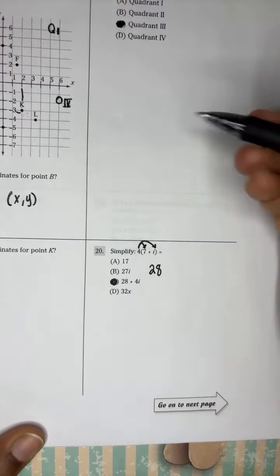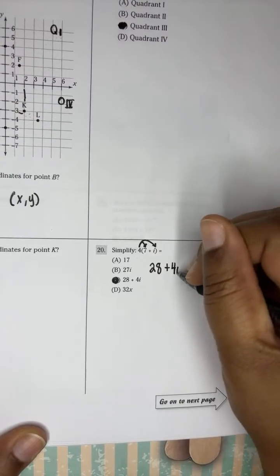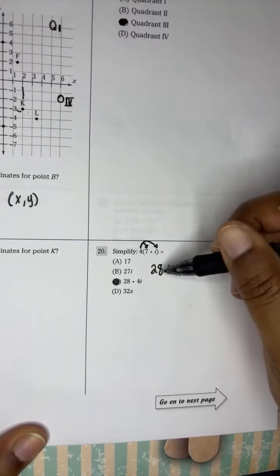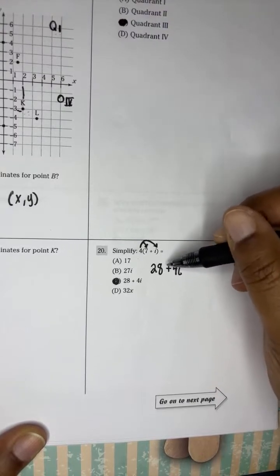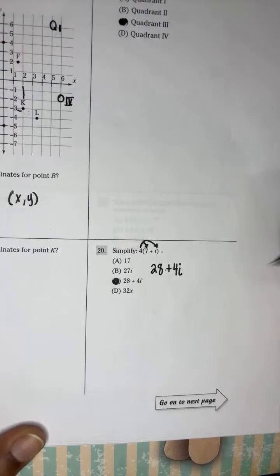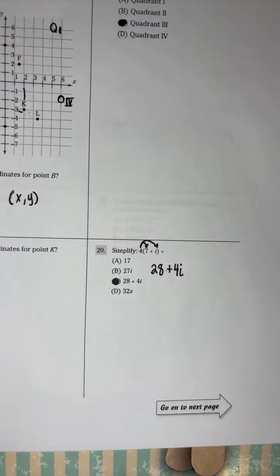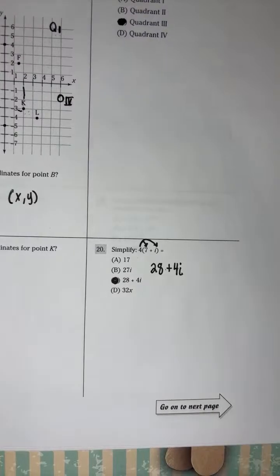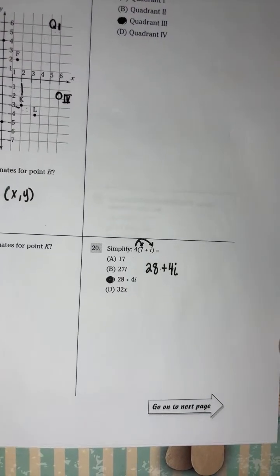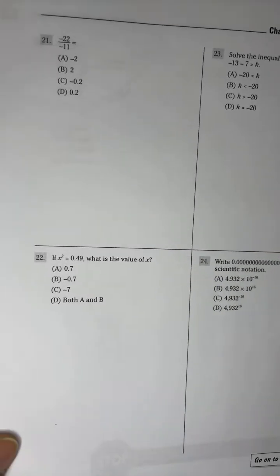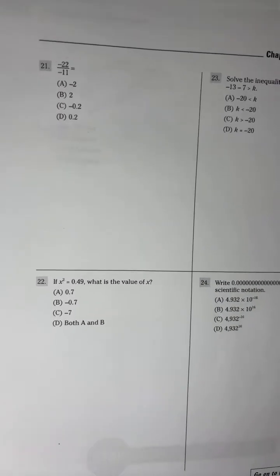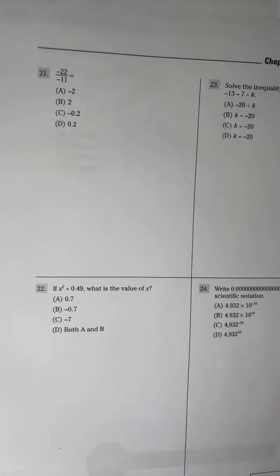4 times i is going to be 4i. Remember, these are not like terms, so we cannot combine them. In order for them to be like terms, they both have to have an i on them. And since they don't, that's it. So beautiful. All right. Let's keep it going. Okay. Number 21. Are you getting A, B, C, or D?